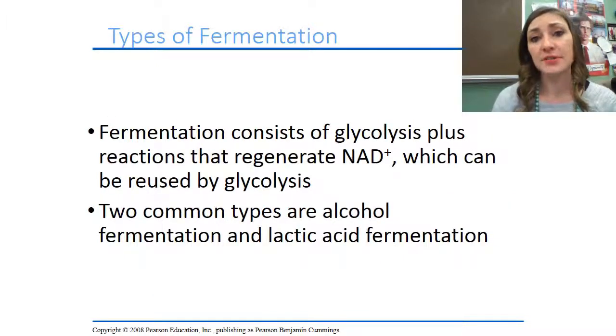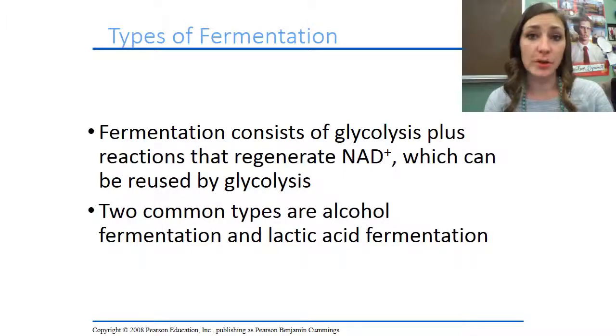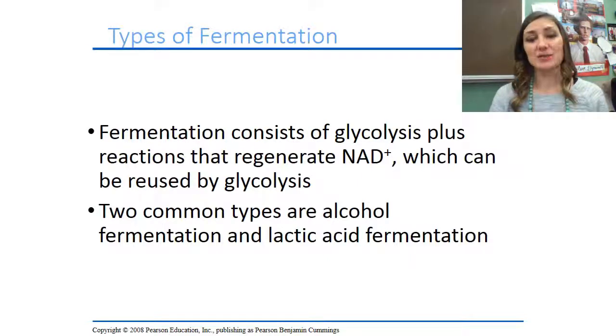So the first step of anaerobic respiration is glycolysis. Glycolysis forms your two pyruvate molecules. The big idea behind fermentation is regenerating your NAD+, your electron acceptor, so that glycolysis can again donate electrons to it. So no matter what process you have after that, you want to regenerate your electron acceptors. There are two types of fermentation that we will talk about, and that's alcohol fermentation and lactic acid fermentation.